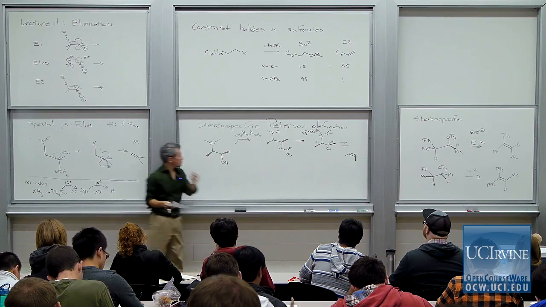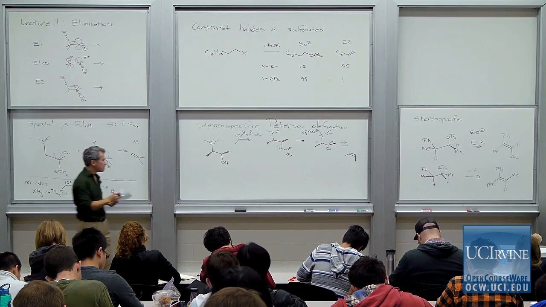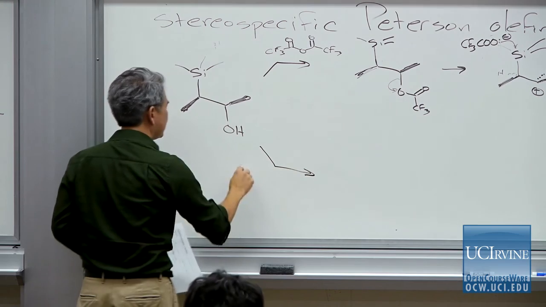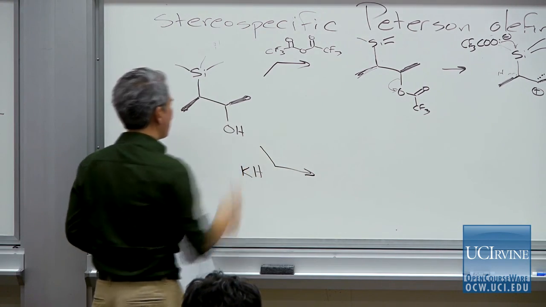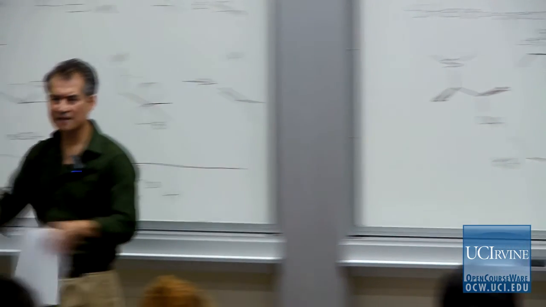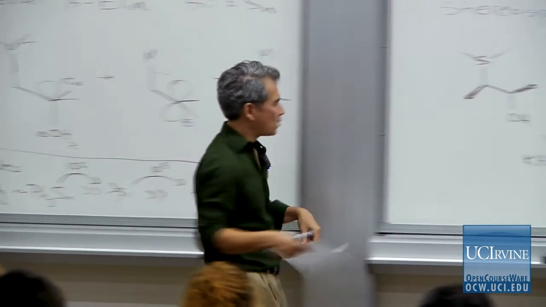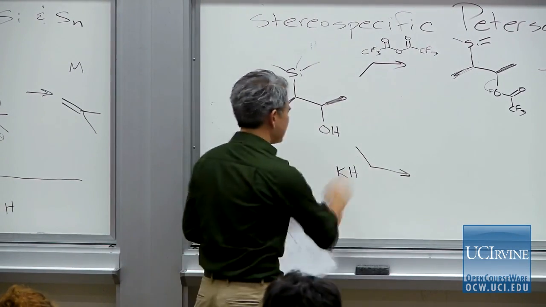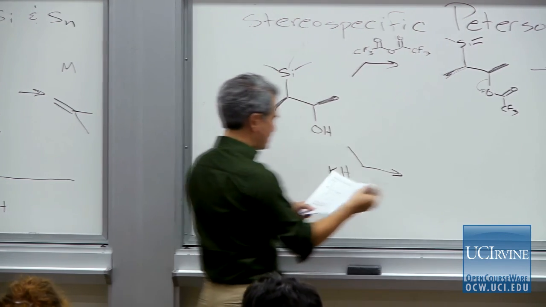Okay, so that's one version of the Peterson olefination. There's a different version of the Peterson olefination in which you treat this with a very strong base, and you don't have covalently coordinating counterions. You tend not to want to use lithium counterions here. You want things like potassium that don't bond strongly to oxygen.